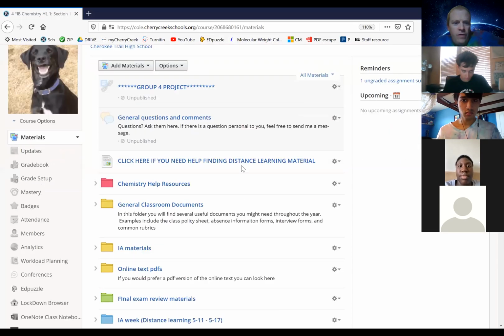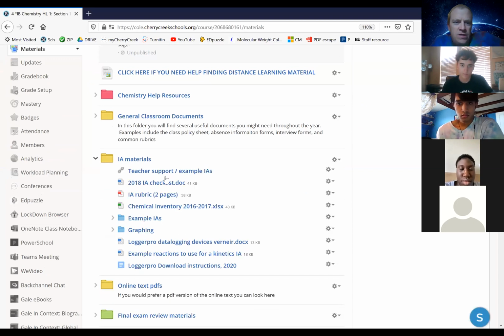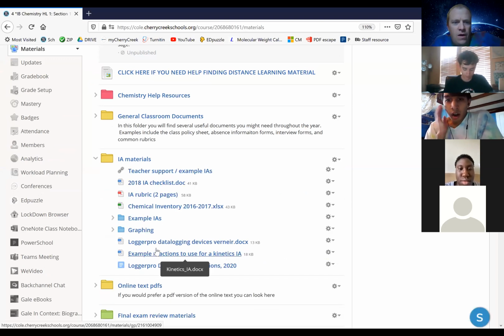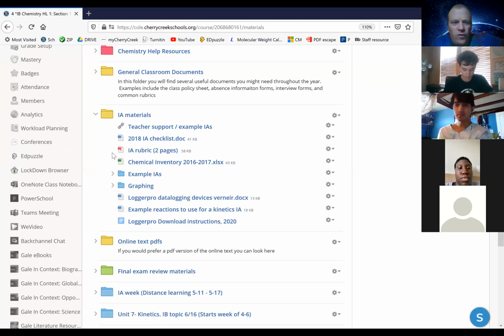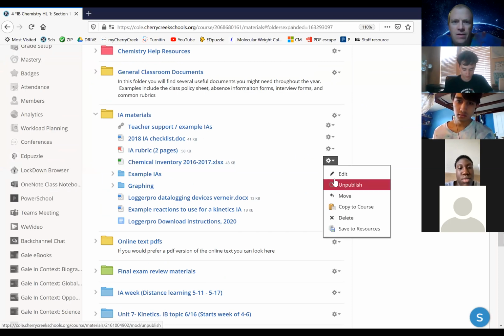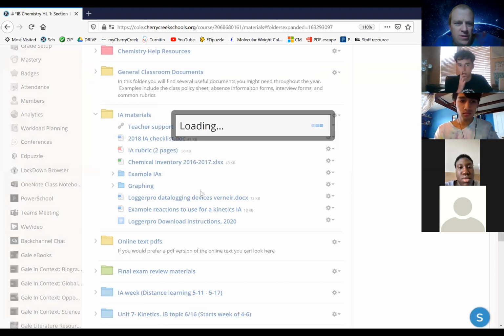So this IA materials section has been here since the beginning, but there is some stuff here. Here's a checklist. That's probably more helpful when you're actually working on it. This inventory is not going to be up to date, so let's just unpublish that.